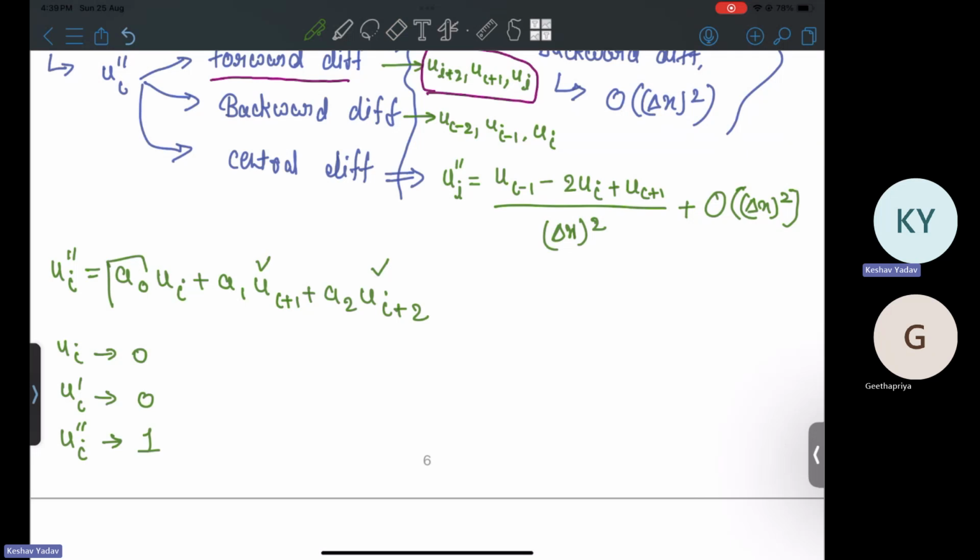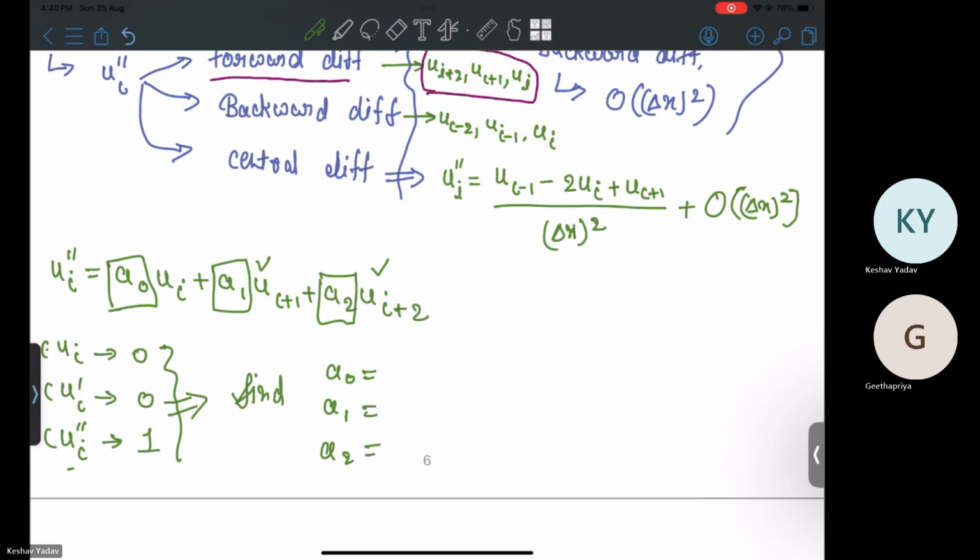Since we have how many unknowns here? These three unknowns. So the coefficient of ui to 0, the coefficient of u prime to 0, and u double prime to 1. Using these three equations, you can solve and find a0, a1, and a2. Okay, this is how you can find it.